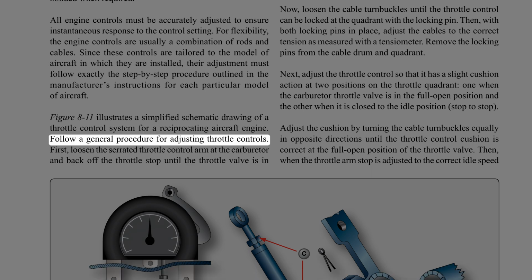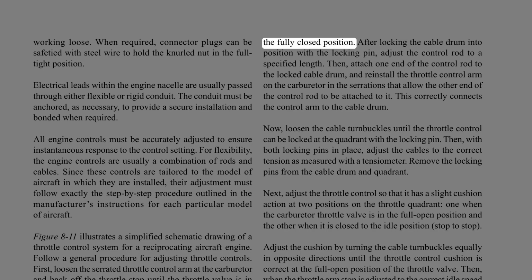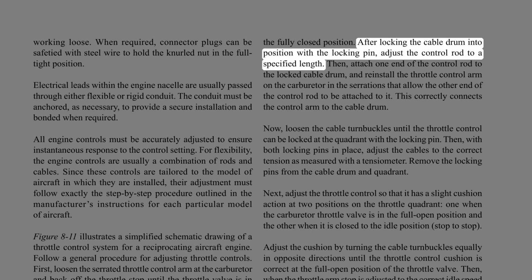Follow a general procedure for adjusting throttle controls. First, loosen the serrated throttle control arm at the carburetor and back off the throttle stop until the throttle valve is in the fully closed position. After locking the cable drum into position with the locking pin, adjust the control rod to a specified length.